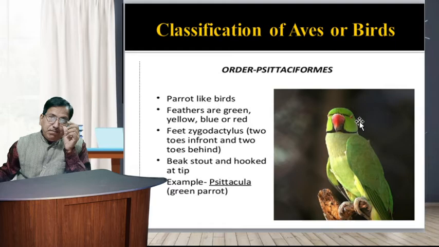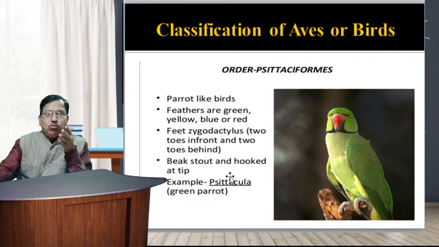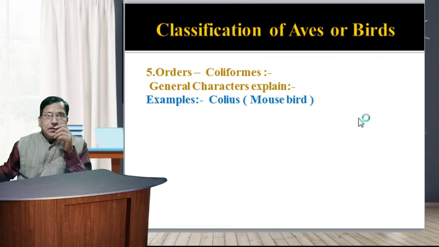Parrot-like birds: feathers are green, yellow, blue or red, feet zygodactylous, two toes, beak stout and hooked. It is fruit eating; beaks are modified in this group of parrots. So this is a parrot beak. This is a green parrot.